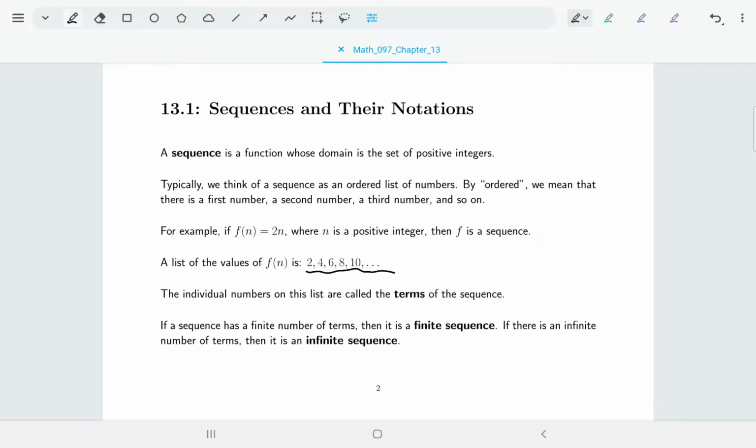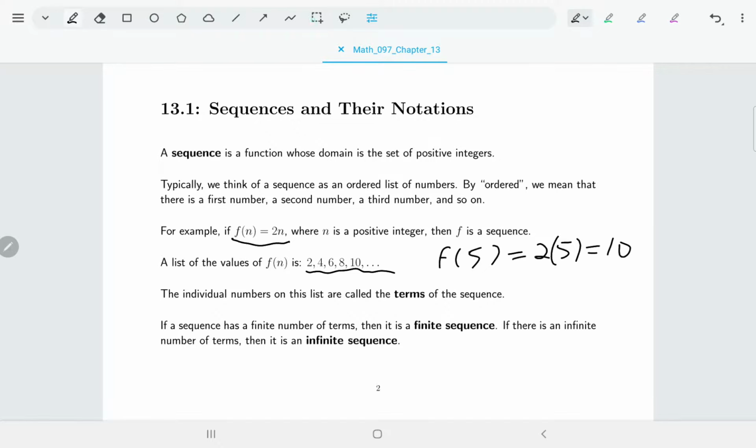So one way that we can talk about it is by describing it as a function. I can say f of n is 2 times n, where n is a positive integer. So for example, when n is 5, f of n would be 2 times 5, which is 10. So we would have our fifth number in the sequence being 10, and we can see that there.